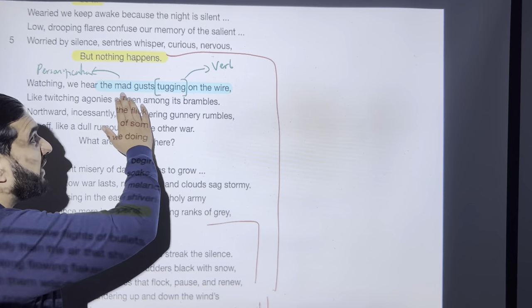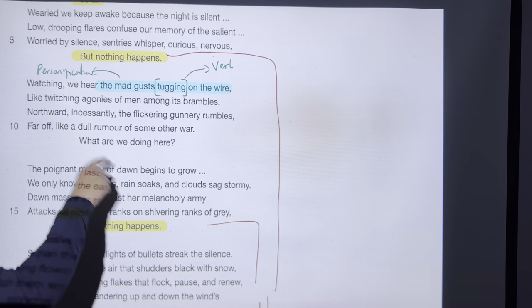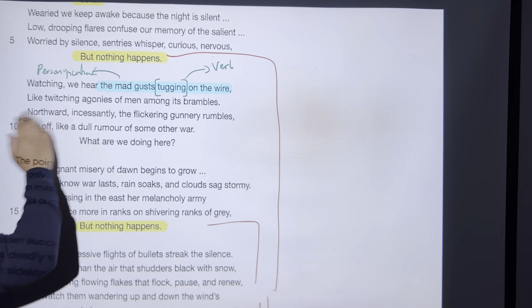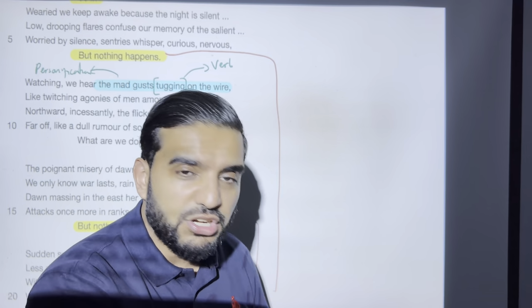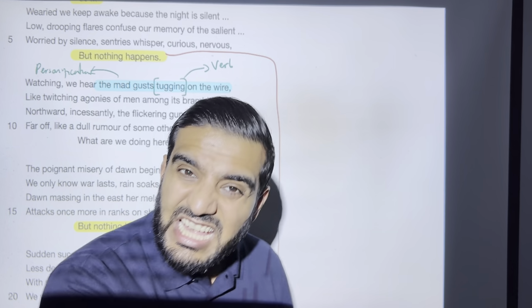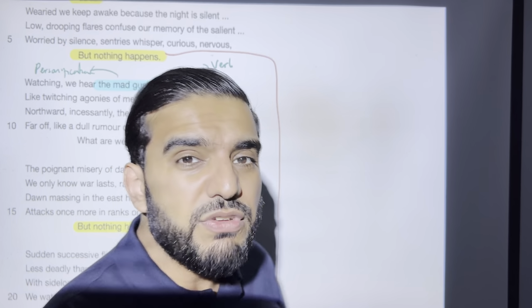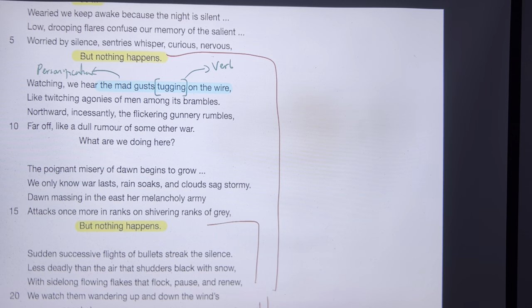So nature is absolutely mad and is tugging on the wire. Even the next part here, guys, is also a very good quote: "like twitching agonies of men on brambles." That's a good simile. It's the idea, guys, that nature and the way the wind is blowing is just tearing these people apart. It's just destroying everything. They haven't even started the war and they are getting destroyed.